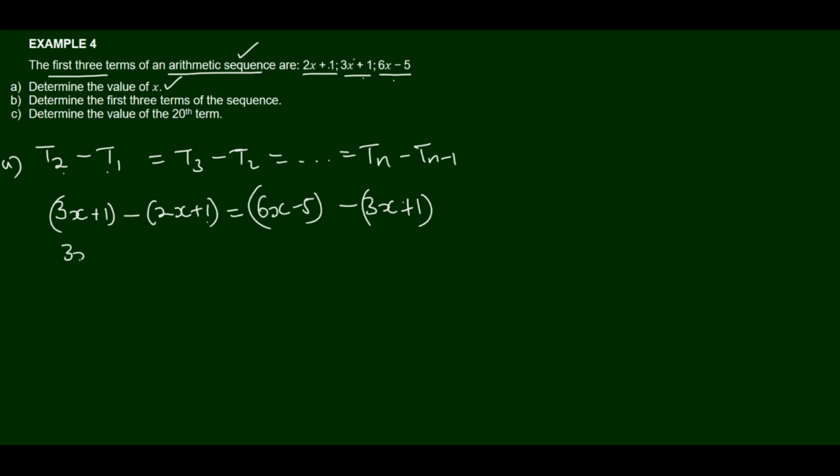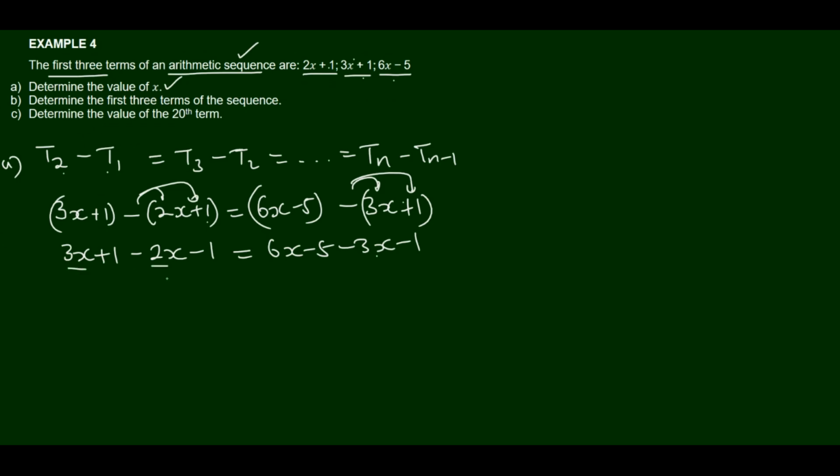Then it becomes 3x plus 1, then distribute negative 1. It becomes negative 2x minus 1, is equal to 6x minus 5, then distribute negative 1, it becomes negative 3x minus 1. Okay. So we can start by simplifying the left hand side and also simplifying the right hand side. I think it's better that way.